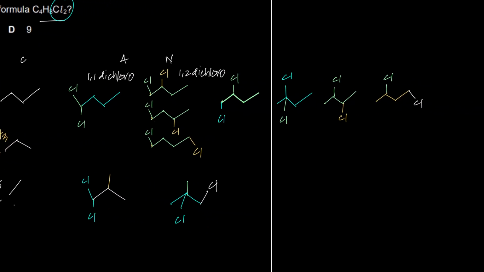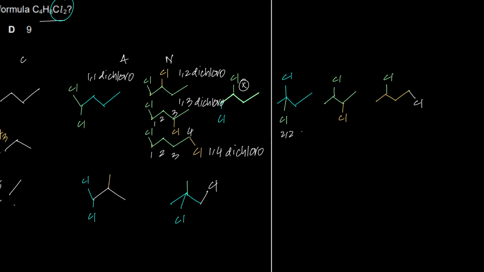Next, the third one, 1, 2, 3. 1, 3 dichloro. This is also different. The fourth one, 1, 2, 3, 4. It is what? 1, 4 dichloro. Done. This one right here, it is what? 1, 2 dichloro. And we've already discussed 1, 2. So these two are the same. I'm going to cancel this one out because it's already been discussed right here. This is also 1, 2 dichlorobutane. Done.